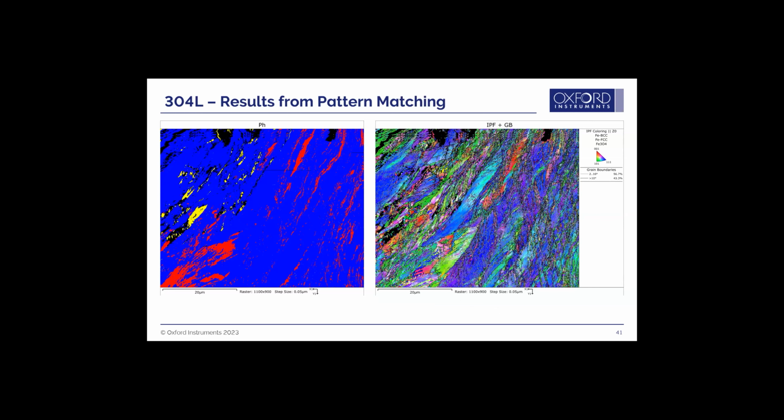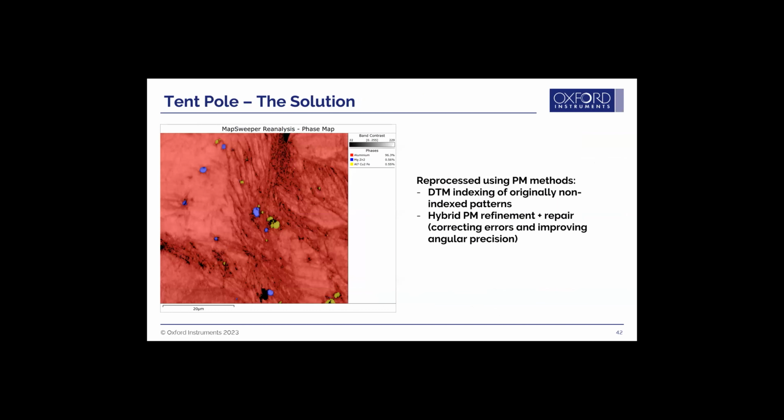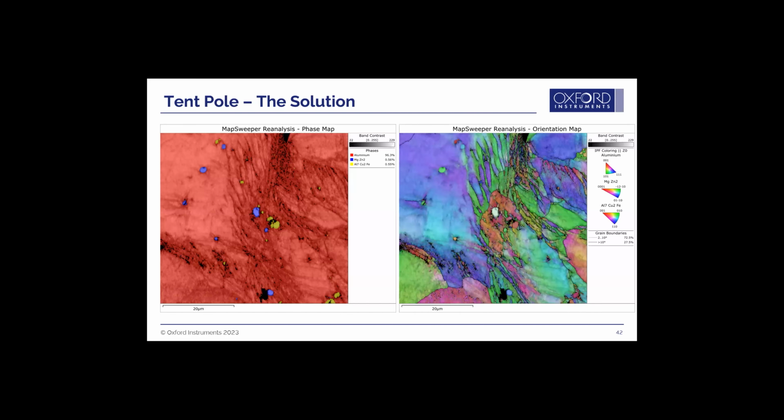And so I've been burying the lead the whole time, but we never got to the bottom of the tentpole solution here. And it's actually quite similar to the 304 that we were just looking at. But this is a case that was reprocessed. It was using the indexing, the DTM sweep, to solve the zero solutions, to see if there was something there that is valuable, and then doing the hybrid pattern matching using refinement and repair.